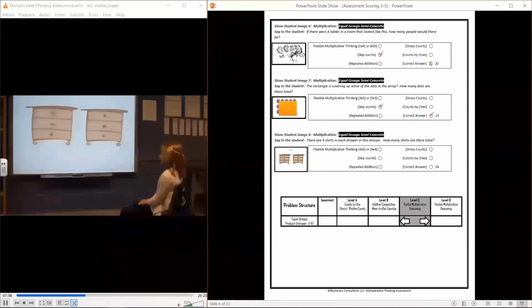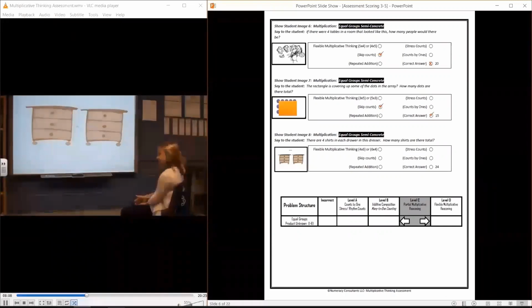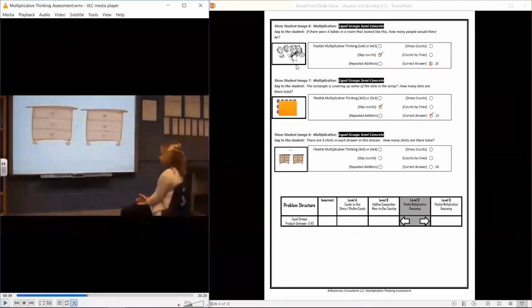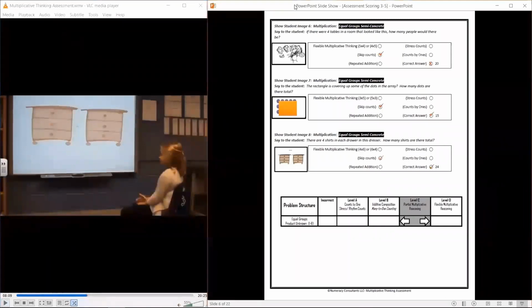There are 4 shirts in each drawer in this dresser. How many shirts are there total? 4, 8, 24. Okay. And again, she got the correct answer. She skip counted, got 24.